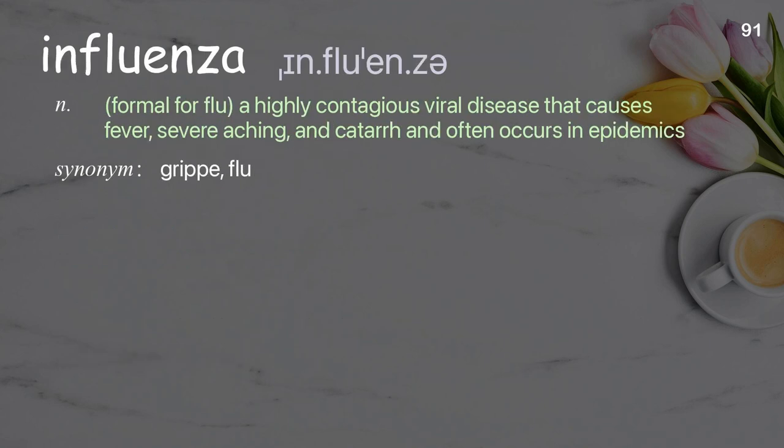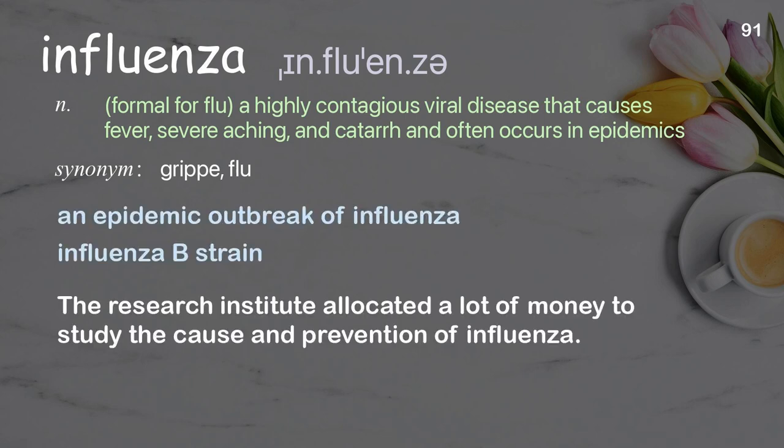Influenza. Formal for flu, a highly contagious viral disease that causes fever, severe aching, and catarrh, and often occurs in epidemics. Examples. An epidemic outbreak of influenza. Influenza B strain. The Research Institute allocated a lot of money to study the cause and prevention of influenza.